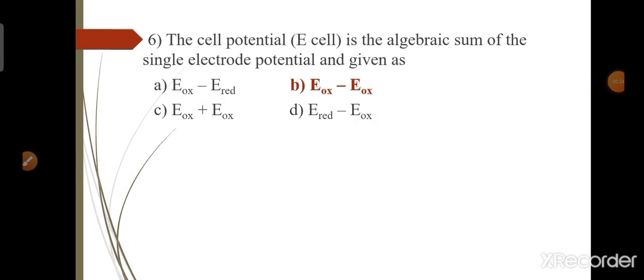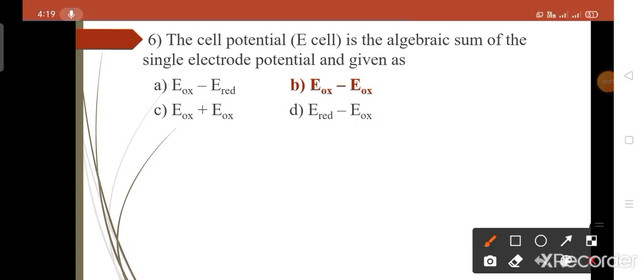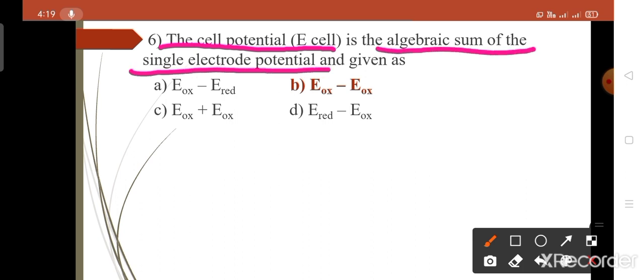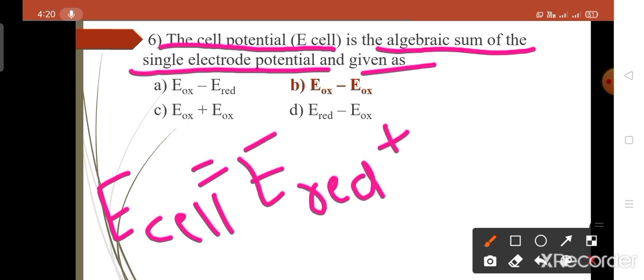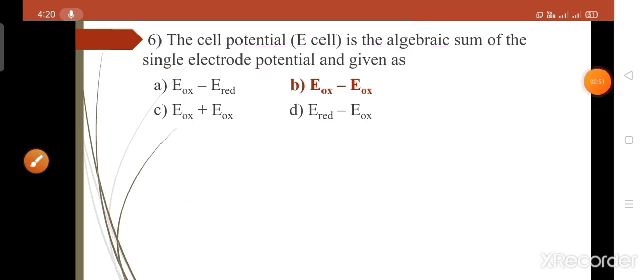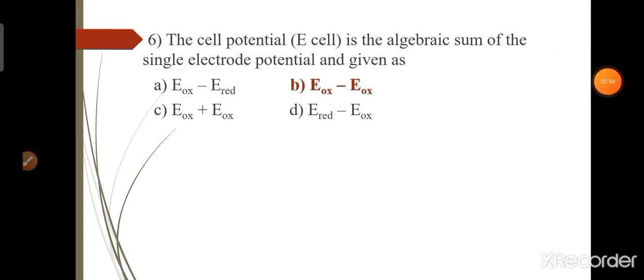Now we have to see the next MCQ. The next MCQ: the cell potential of each cell is the algebraic sum of the single electrode potentials, and it is given as. Now we know that the formula for the cell potential is E cell equal to E reduction plus E oxidation. So the first option is excluded here.